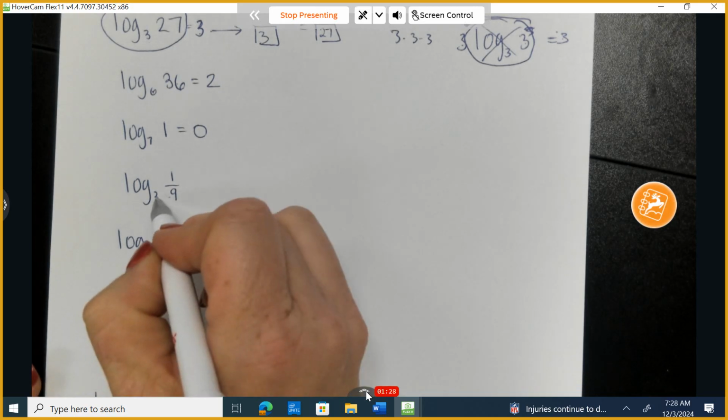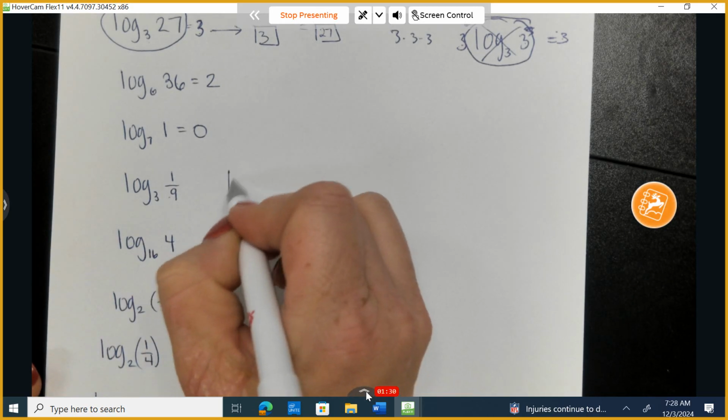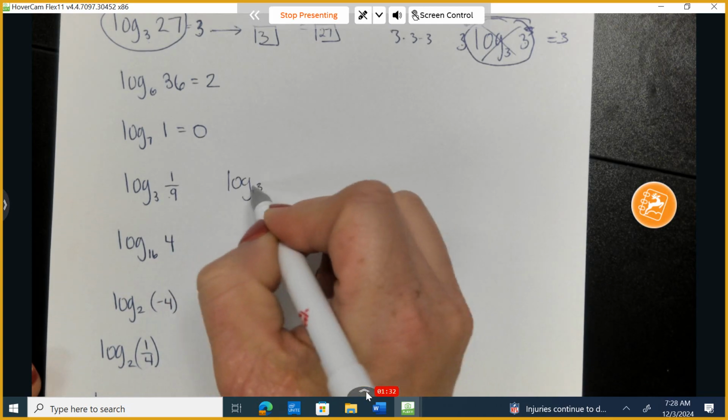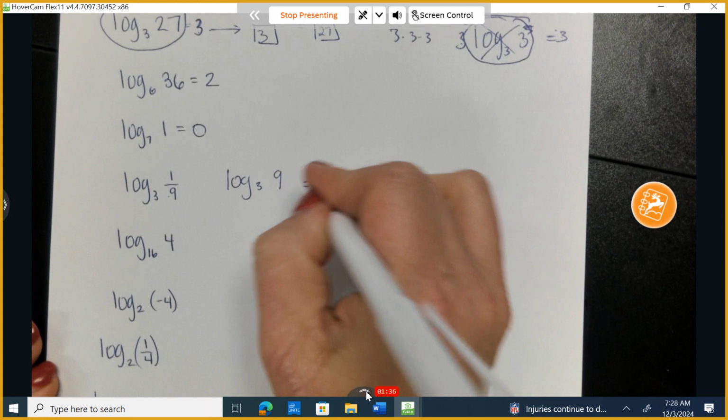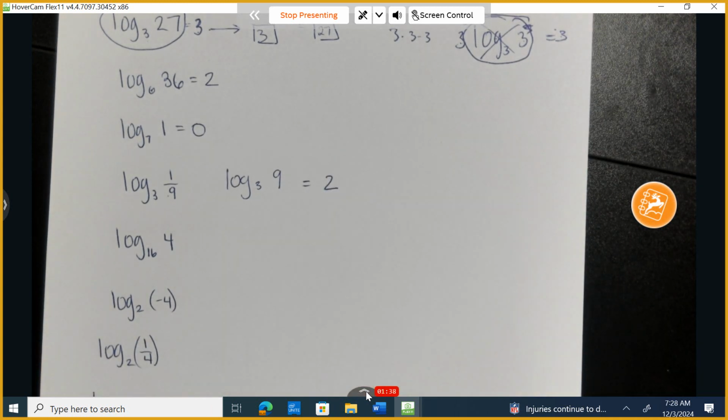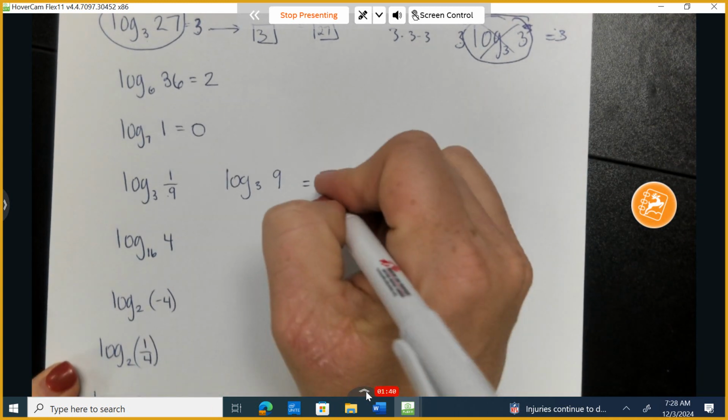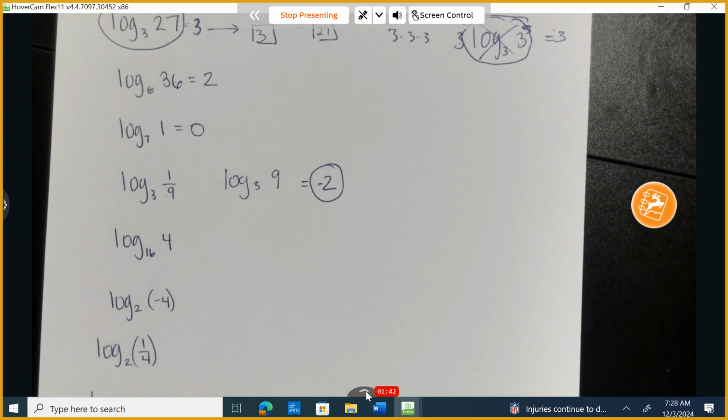So what I want to do is ask myself, if I just thought about this as log base 3 of 9, I would say to myself, 3 to the what power is 9? And the answer would be 2. But notice that the 9 is not on top, it's on the bottom, which makes this a negative 2.